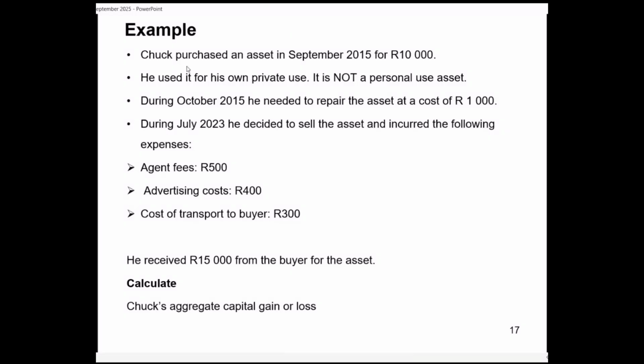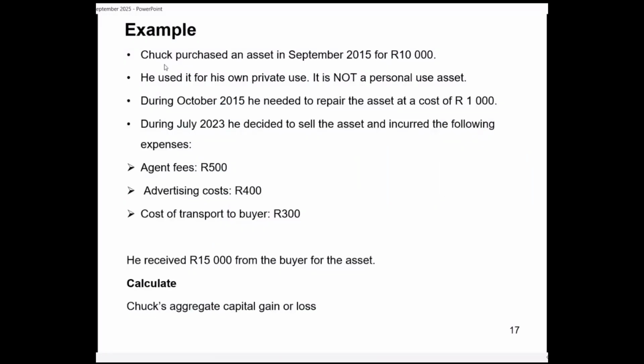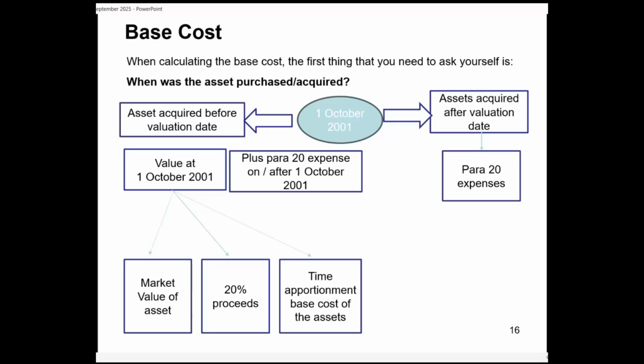So we have Chang who purchased an asset in September 2015. Remember, we said there is the asset acquired before the valuation date, which is 1 October 2001, and the asset acquired after October 2001, where paragraph 20 expenses apply. So this asset was acquired after October 2001, so we apply the paragraph 20 expenses. So how do we do that?